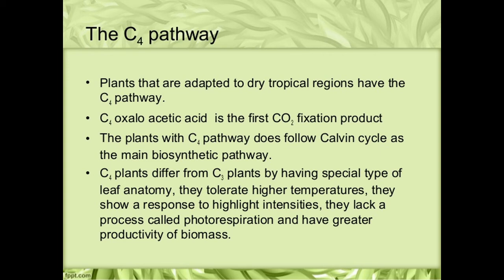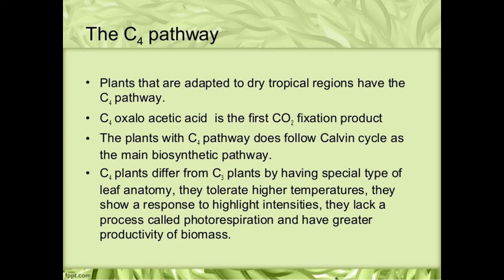In the Hatch and Slack cycle, the primary acceptor of carbon dioxide is phosphoenol pyruvic acid and not ribulose bisphosphate, which is the CO2 acceptor in C3 plants. Hatch and Slack operates in the mesophyll cells. It is also known as the C4 cycle, the dicarboxylic acid cycle, or the beta carboxylation pathway.